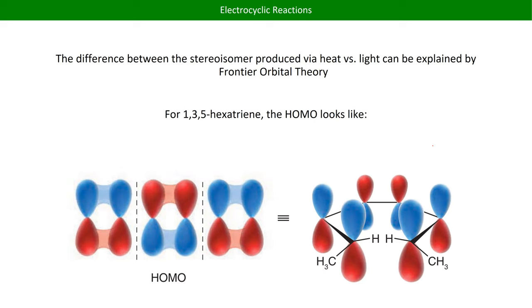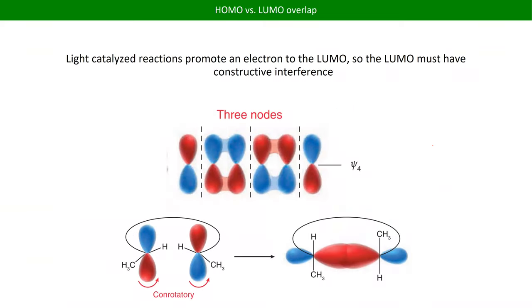In other words, if there's two nodes, the pieces at the ends have the same phase. If there's three nodes, that means you flip up and down three times. So up goes to down for the first node, down goes to up for the second node, up goes back to down for the third node. So if there's three nodes, you wind up with the opposite ends being flipped. And so that's what the LUMO looks like. Three nodes means it's flipped up and down three times.